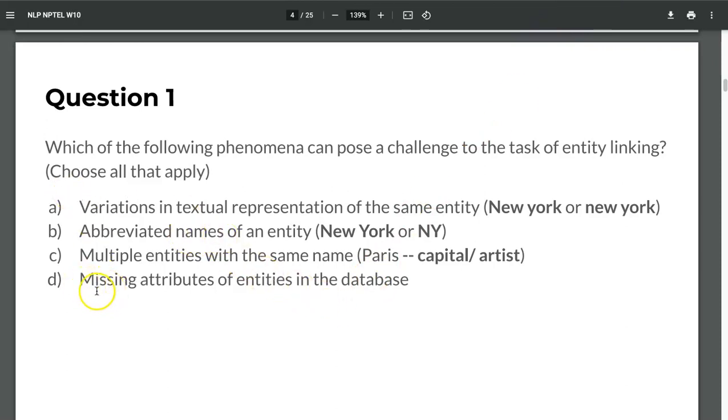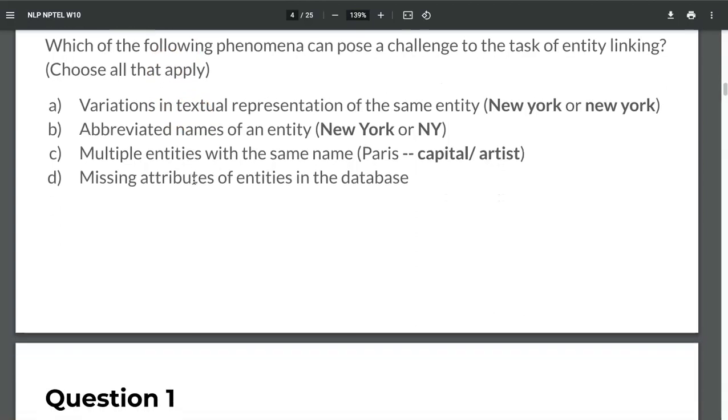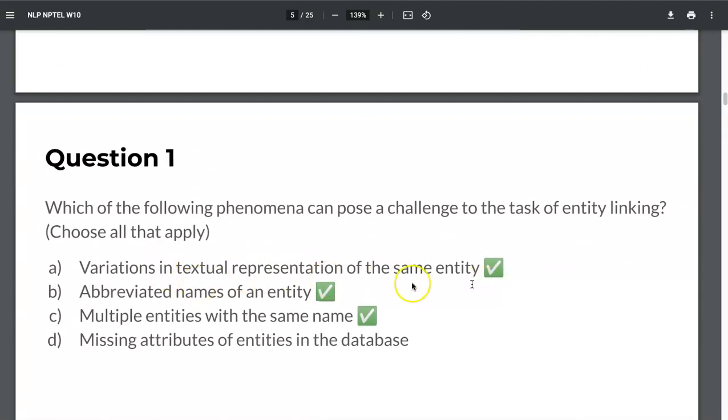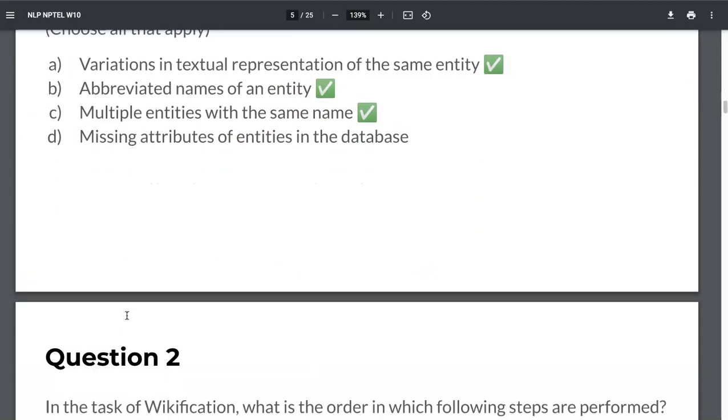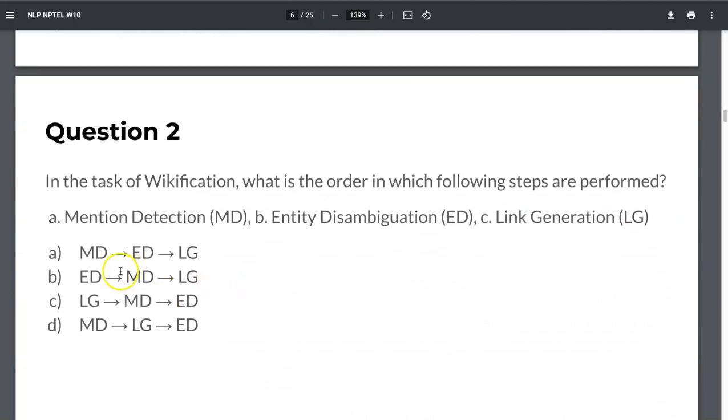And what is the last point? The last point is the missing attributes of entities in the database. I hope it is not relevant for this entity linking thing. So the options A, B, C are the issues you can have with entity linking. So these are the problems. Yeah, so the first three are the problems with entity linking.